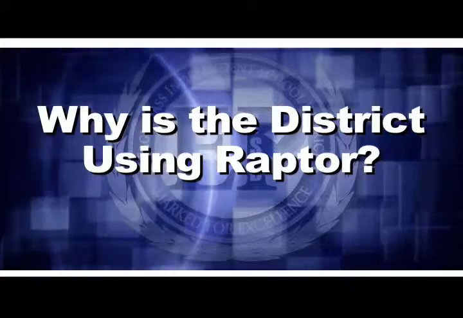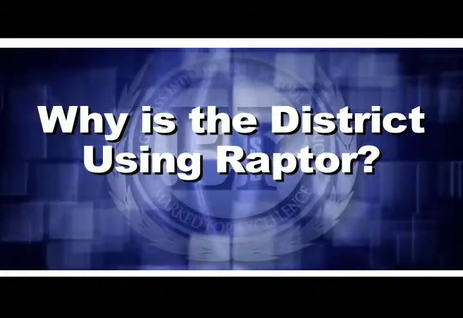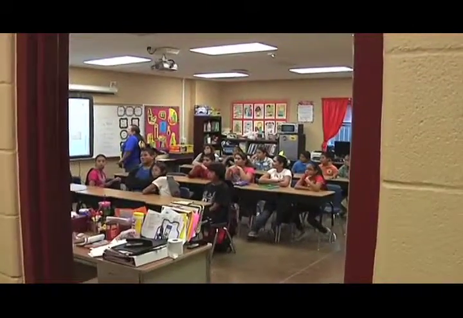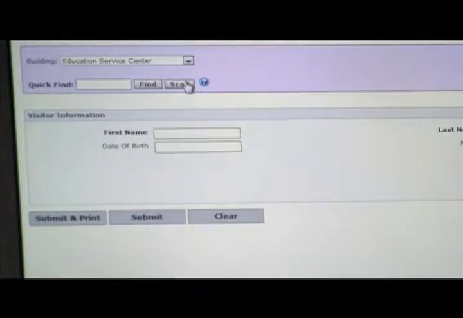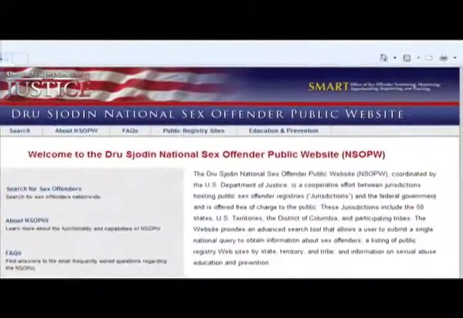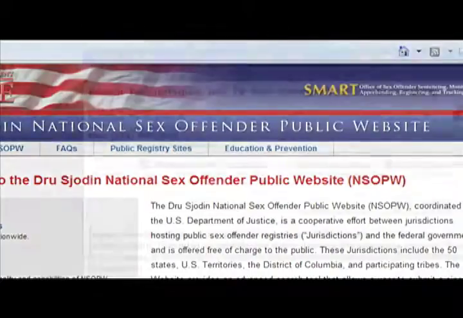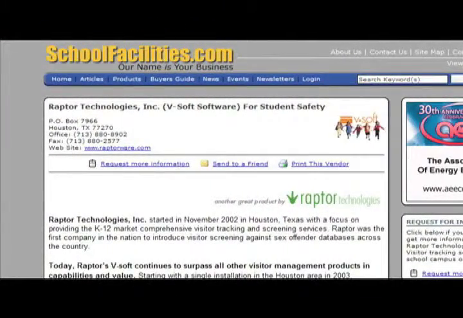Why is the district using RAPTOR? RAPTOR's first and foremost best quality is screening for sex offenders. This allows us to keep our students and staff safe in school. RAPTOR software checks your name and your birthday on your driver's license and compares it to the National Sex Offender Registry. This is the only information scanned from your driver's license. The register is updated weekly by RAPTOR staff in Texas.